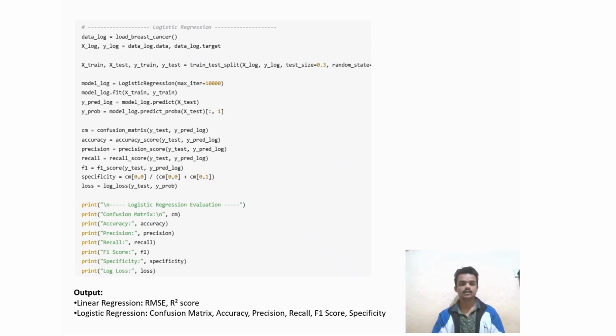We will print all these. Now we will use the load_breast_cancer function for this data, with X log and y log. Then we will train it again. Then logistic regression will be fit, then predict, then store the results here. Then we will print all the required outputs.